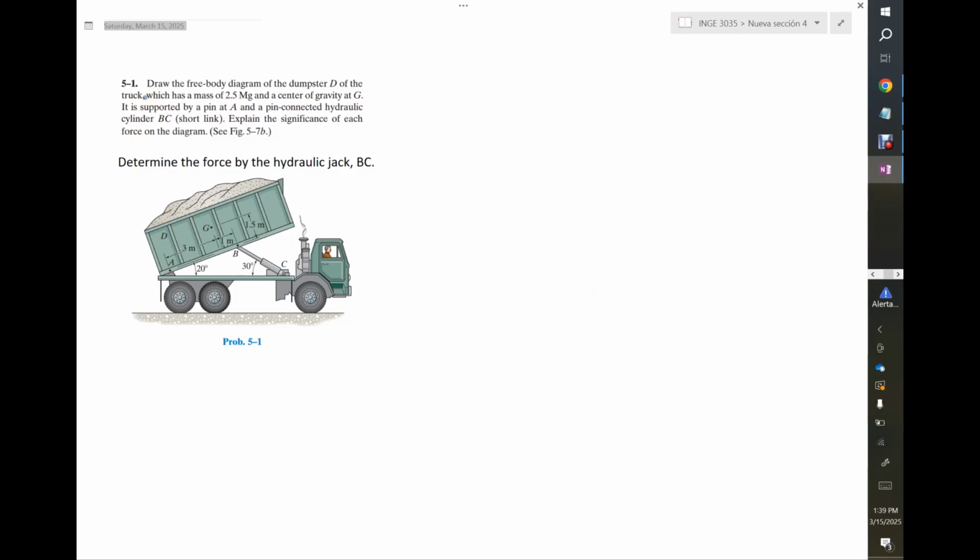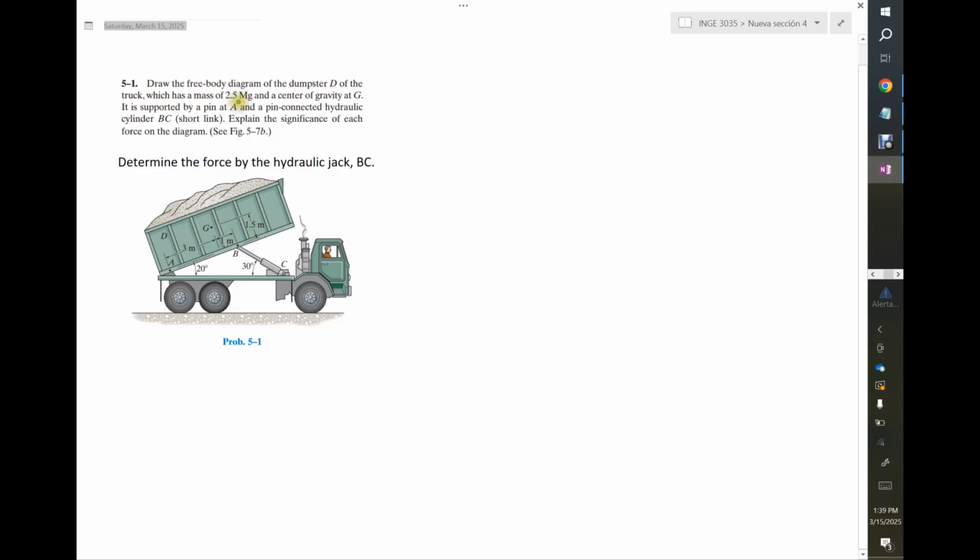Now that we are talking about how to take moments and things like that, this brings a very good and very interesting problem of pretty much every day. You see these kinds of things happening in front of your eyes, so it would be a great opportunity to study how this works. For example, this problem asks to draw a free body diagram of the dumpster D. This is the guy, and that has a mass of about 2.5 megagrams.